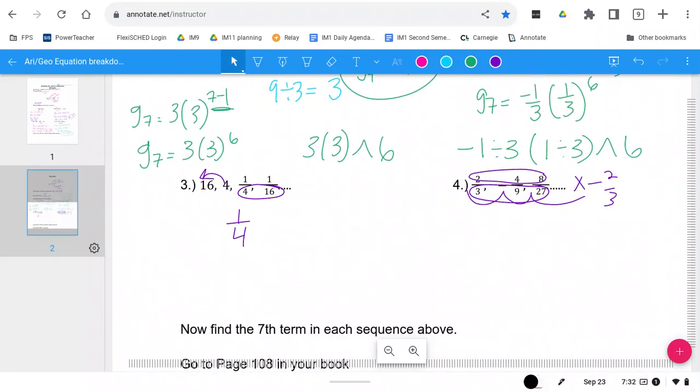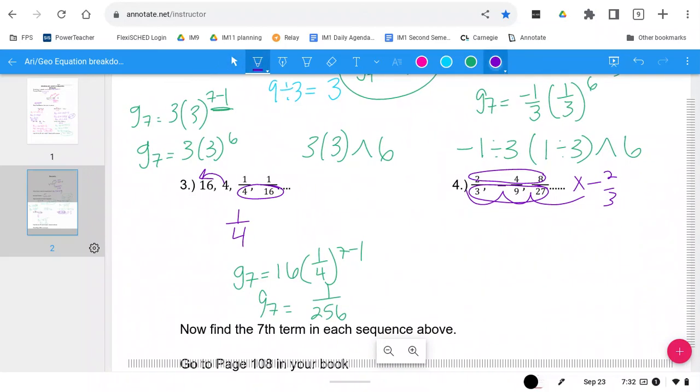So then the next one, I would pause the video actually and try 3 and 4 without me. So 3, here is your general equation. Your answer you should get is 1/256. You can use 0.25 instead of 1/4. Some kids like to do that so that you don't have to retype that fraction in. And then my last one here, -2/3, 7 minus 1. So g sub 7 is 128 over 2,187.